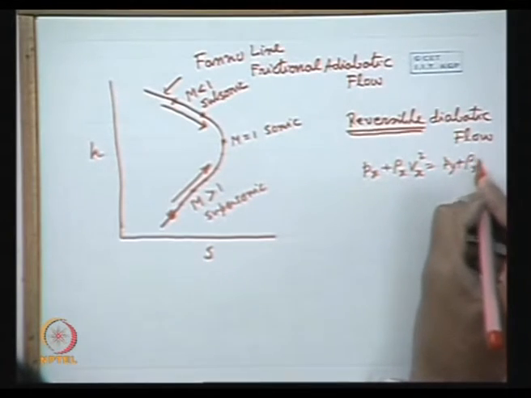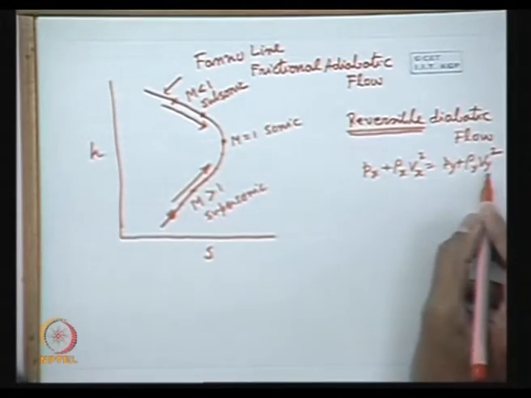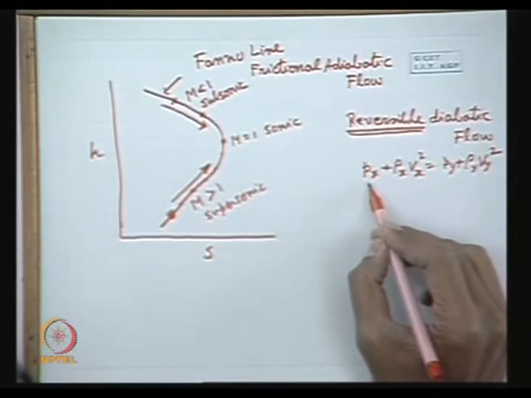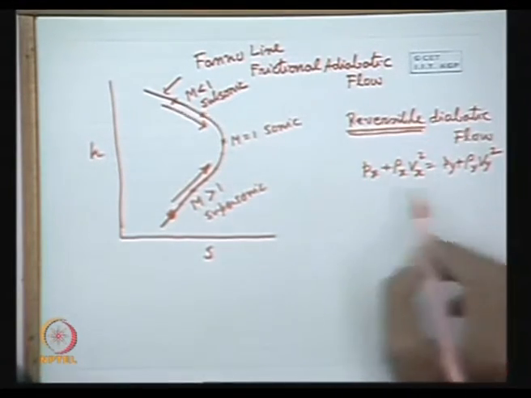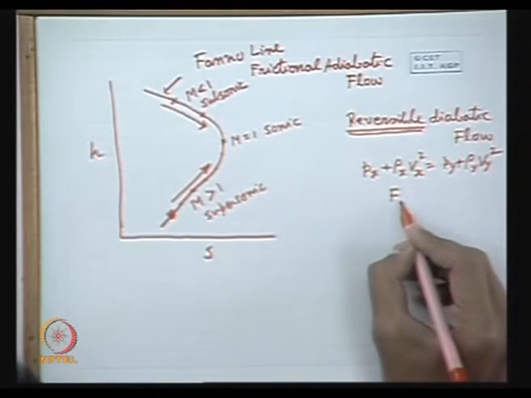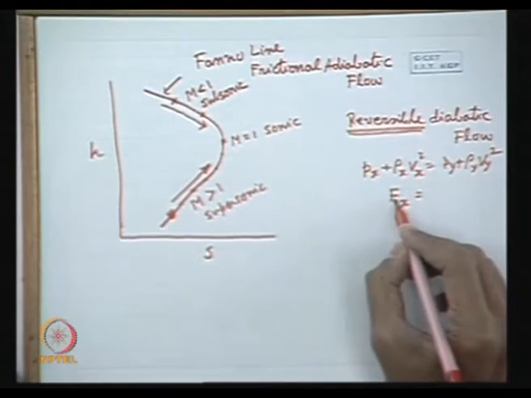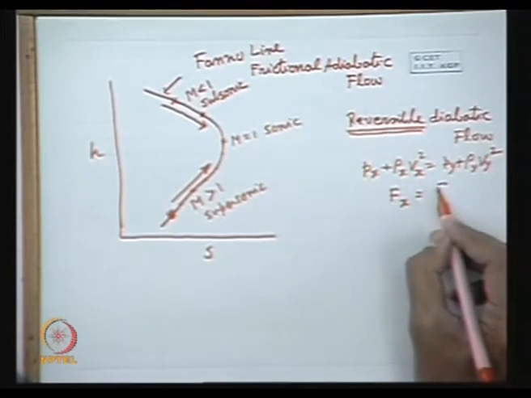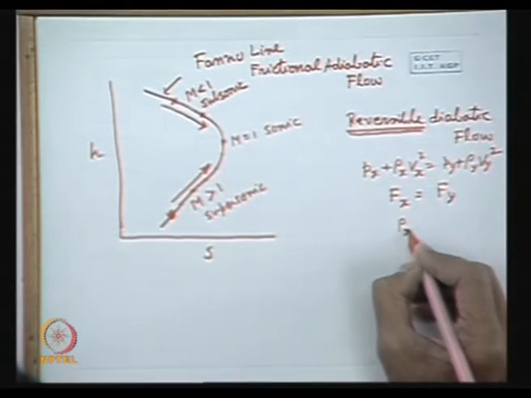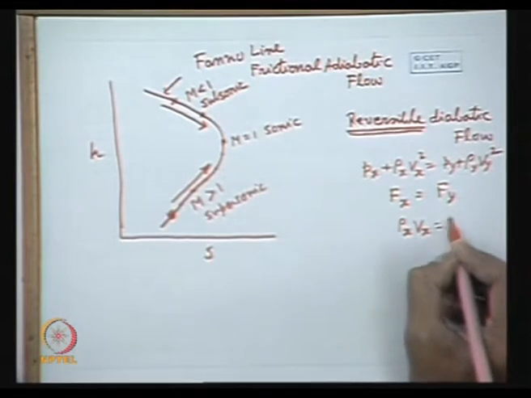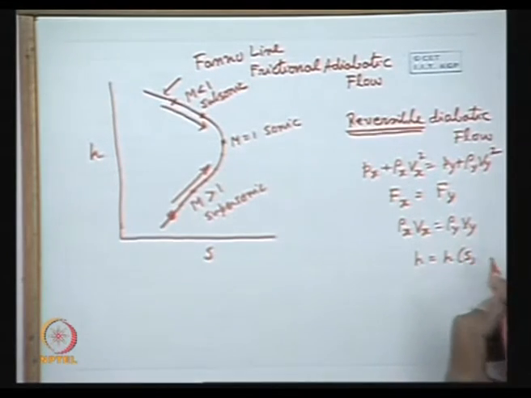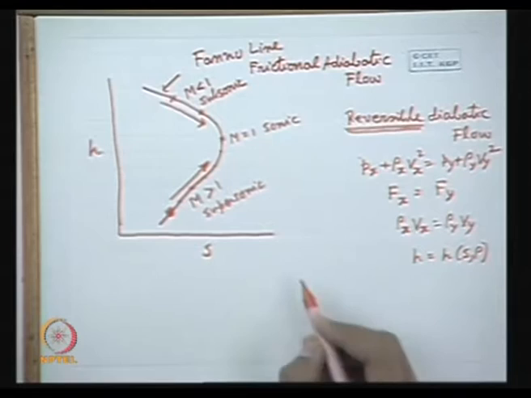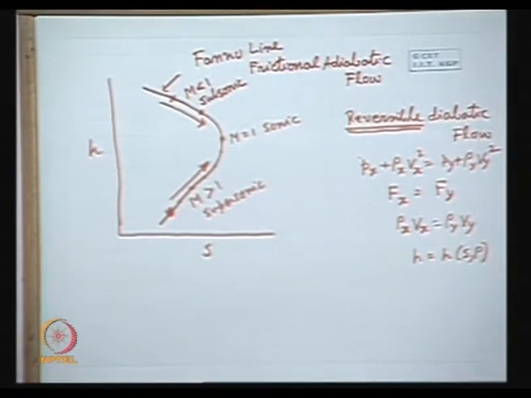Already we have recognized that in the absence of friction, the momentum theorem applied to a control volume, where the inlet refers to section x and the outlet refers to section y, can be written like that. This is the impulse function, p plus rho V squared, and this is the equality of impulse function. Along with mass conservation for a steady flow, that is the continuity equation, and the thermodynamic equation of state, h as a function of s and rho, we can draw the locus of points similarly in the h-s plane for this type of flow like this.